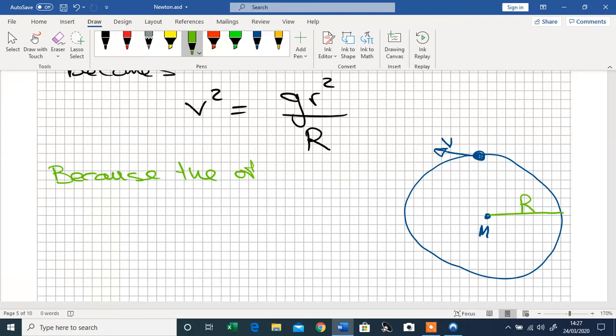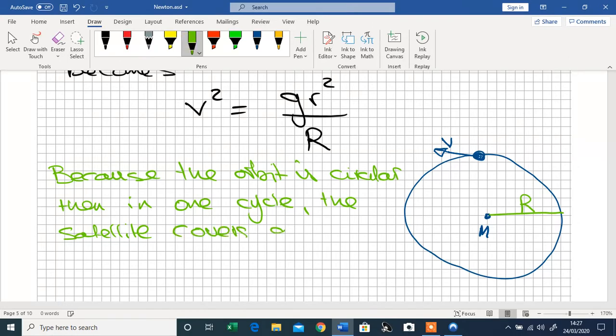Because the orbit is circular, then in one cycle the satellite covers a distance of 2 pi big R meters, we'll call it.